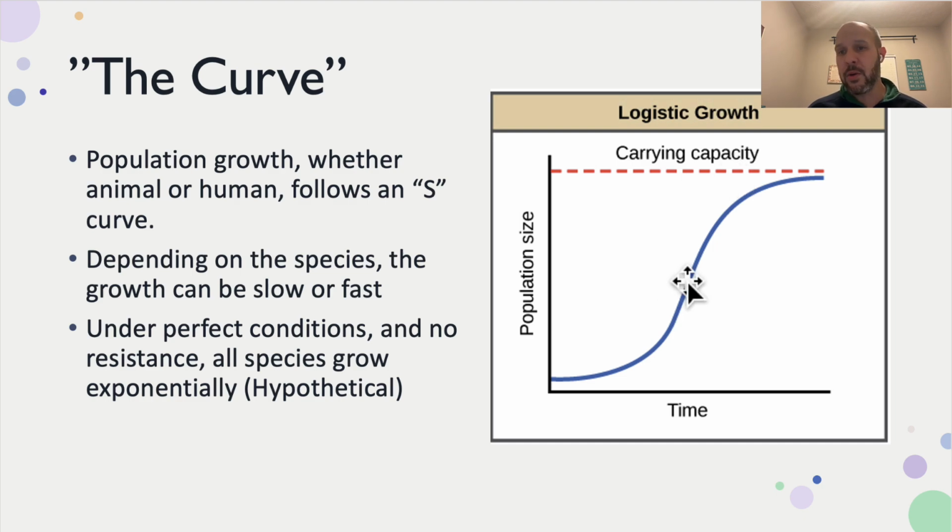And so at first you have more resources than animals, and so they can grow very quickly. But then you get to a point where the resources and the animals generally match, and so you start to see that growth slow. In a perfect world and under perfect conditions where there is infinite space, infinite water, infinite food, and no predators, they would literally grow exponentially forever.